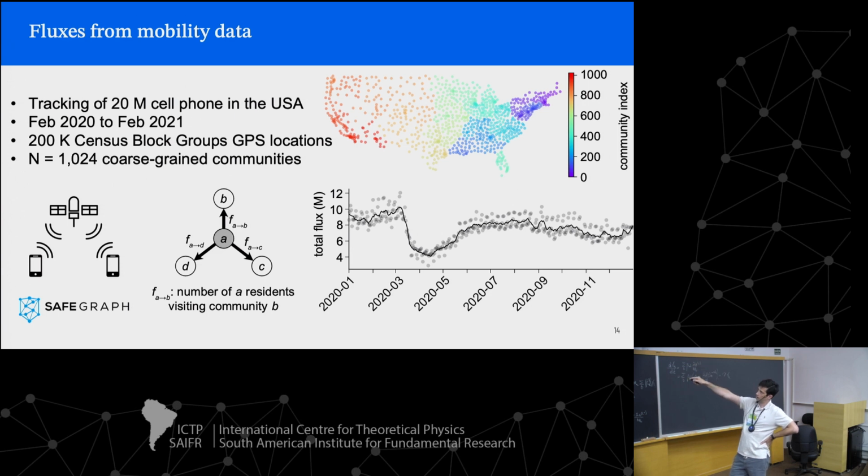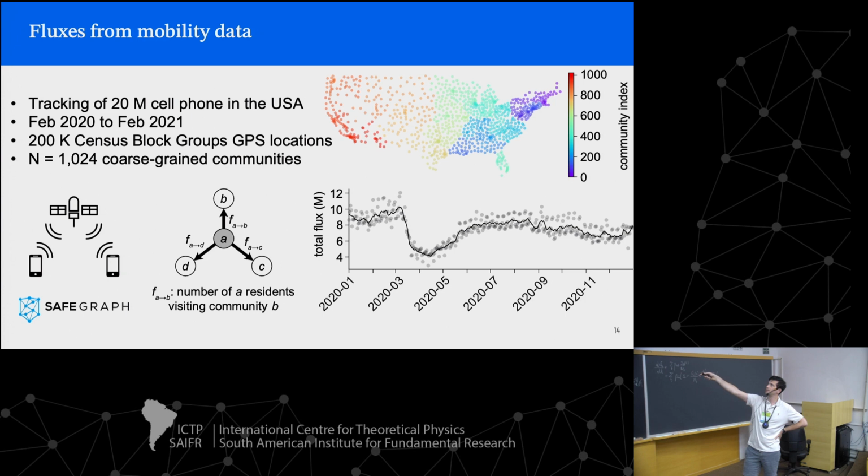And the data we have is some measurement of the daily number of people from a given city A traveling to B and coming back. It's like commuting, basically. So let's say that F_AB is the number of A residents who visited city B during that day and came back home at night. And those fluxes make some sort of sense. For example, if you sum all of those edges, all the fluxes, and I plot them as a function of time, you see this.